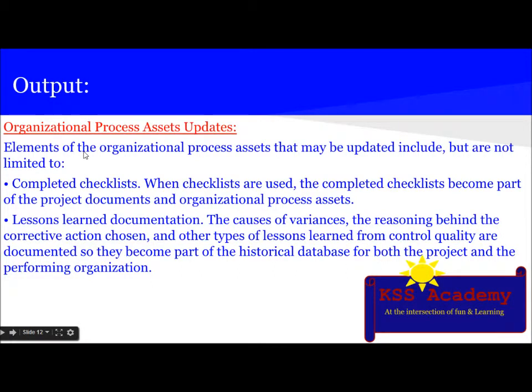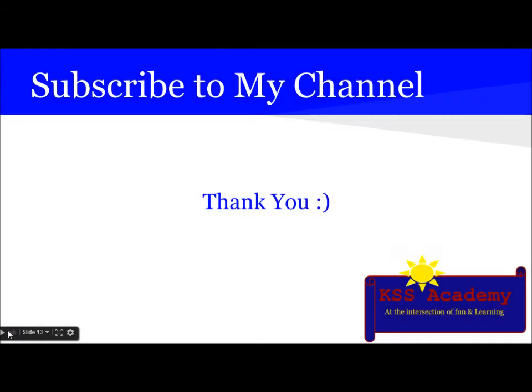The next output is OPA, and the elements include completed checklists. When checklists are used, the completed checklist becomes part of the project document and organizational process asset. The next is lessons learned documentation. The causes of variances, reasoning behind the corrective action chosen, and other types of lessons learned from the control quality are documented, so they become part of the historical database for both the project and the performing organization.